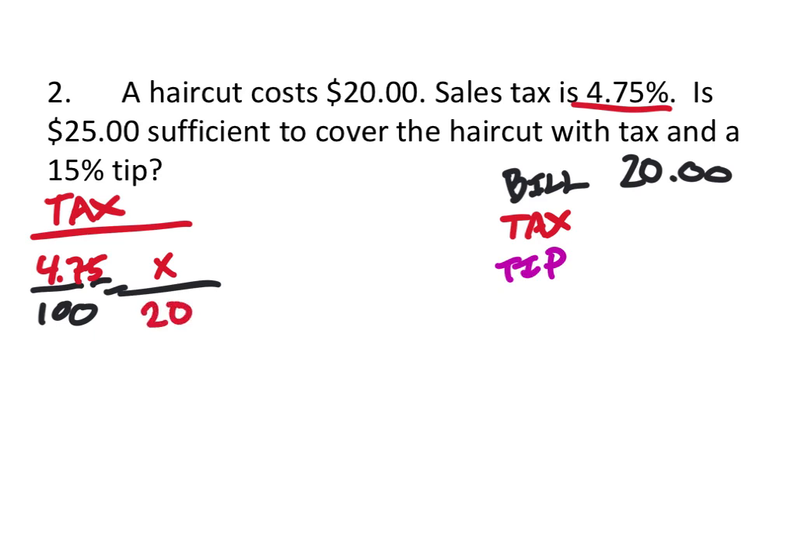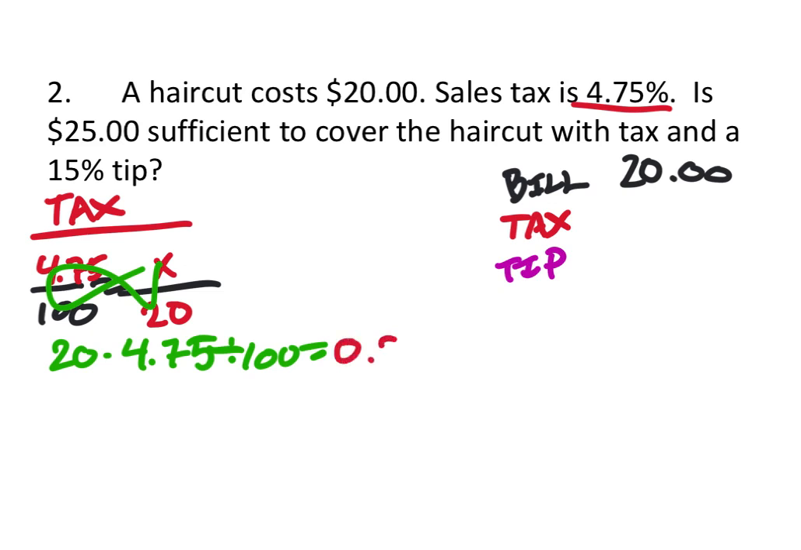And again, we're just going to solve this. I'm going to use some fish method on this one. And yeah, that'd be 20 times 4.75 divided by 100. And whatever this equals, that's how much the tax will be. So I just go straight to my calculator. 20 times 4.75 divided by 100. And I get 0.95. So that's 95 cents. So it's looking good so far.